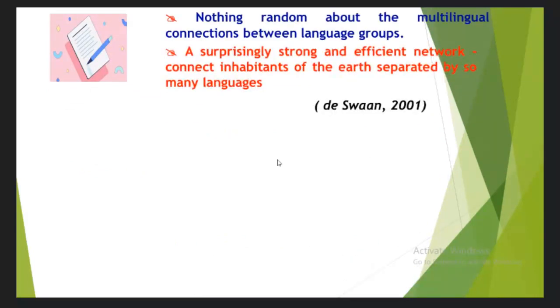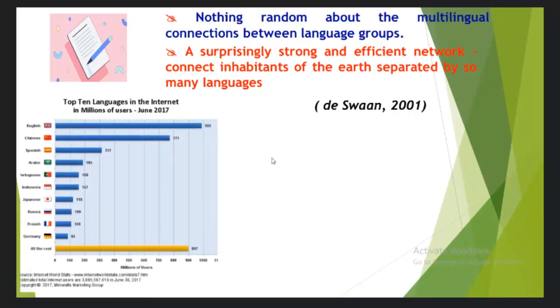And the next one I want to mention here is that there are real connections between language groups. Multilingualism or bilingualism is something that helps connect people all over the world who are separated by many languages. Can you imagine a world in which people use so many languages and they can't understand each other, right? What a terrible problem, right?